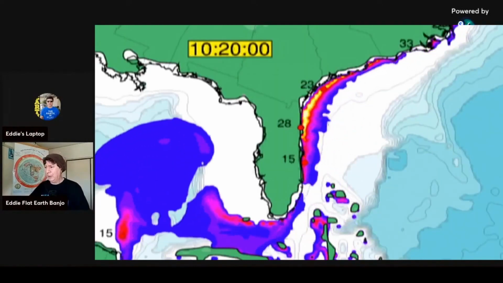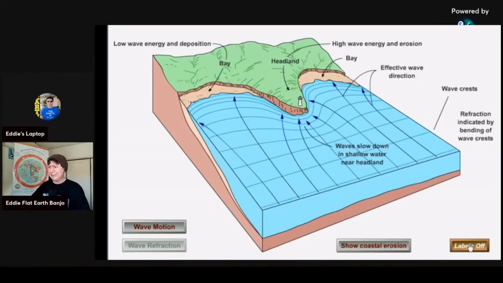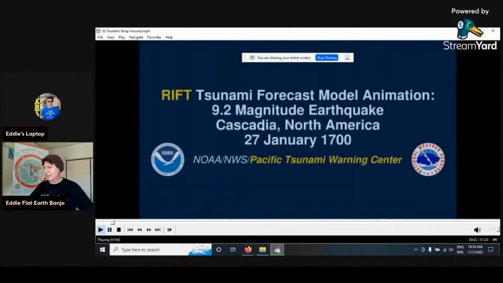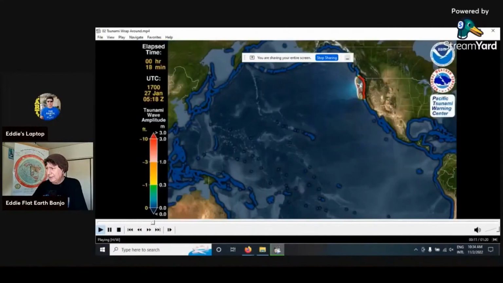Now here we have one that happened in the 1700s in North America. It's called Cascadia, North America, January 1700s. So I want you to pay attention here. It's really, really important. See the waves. See, this is the tsunami. This is the whole Pacific. Now pay attention. This is Hawaii.